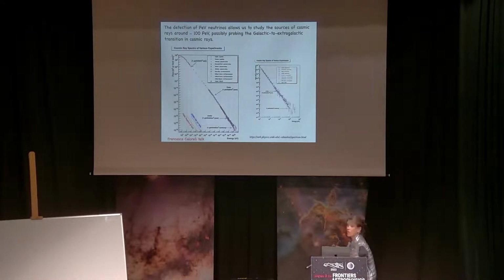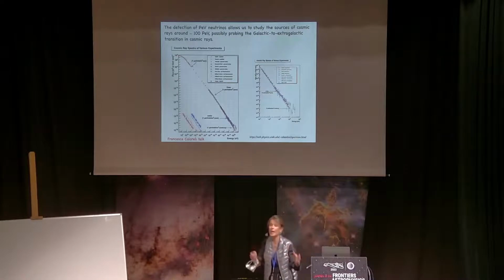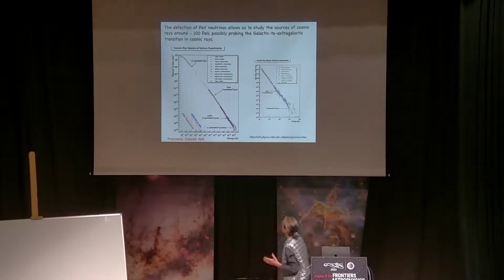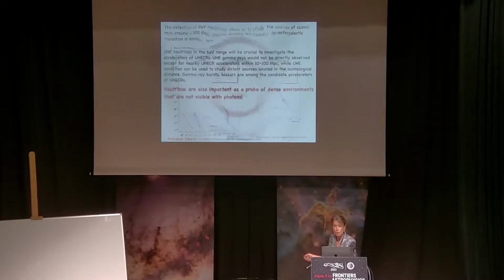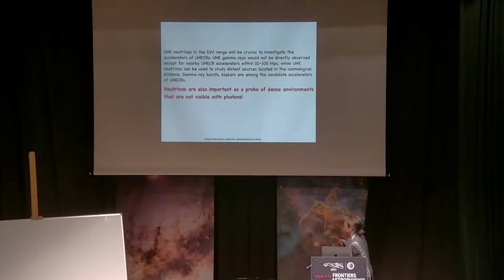You have seen that there is a transition between galactic and extragalactic cosmic rays. So the detection of PeV neutrinos allows us to study the sources of these ultra-high energy cosmic rays, probing this transition. Ultra-high energy neutrinos in the EeV range will be crucial to investigate the origin of the accelerators of the ultra-high energy cosmic rays.